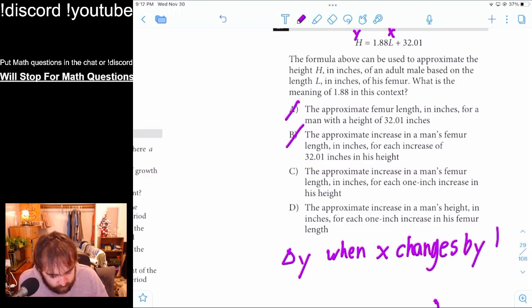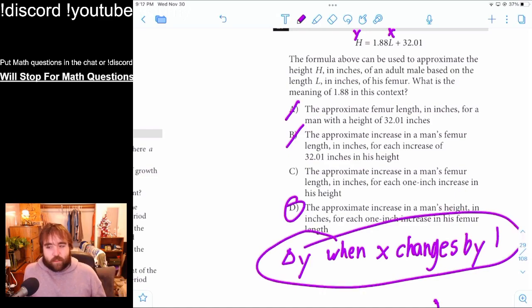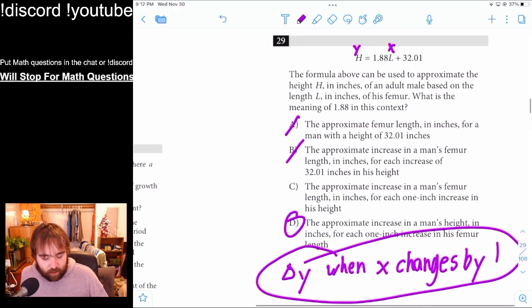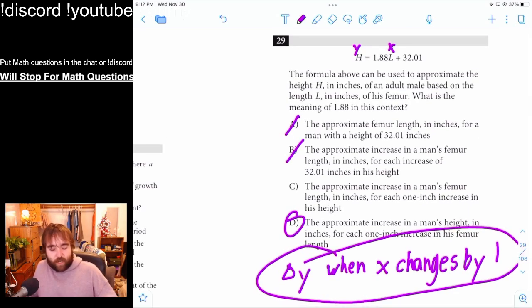So it's one of these, C or D, the approximate increase in a man's femur length. No, it's the approximate increase in the man's height for each 1 increase of femur length, because the h is the y variable. So this is really the sentence about what slope is. It's the change in y when x changes by 1. In this case, the h is the y variable, so it's the change in height when the femur length changes by 1.